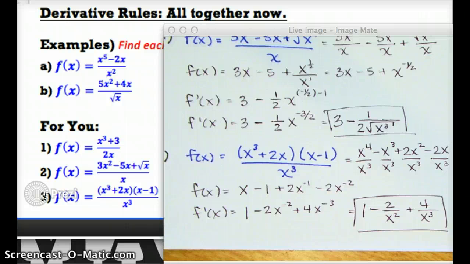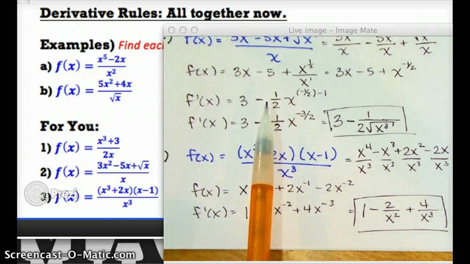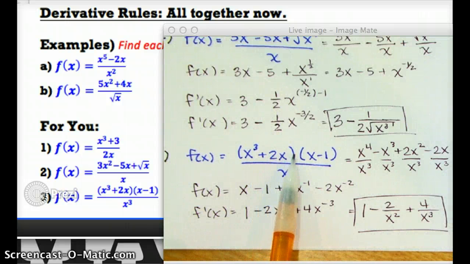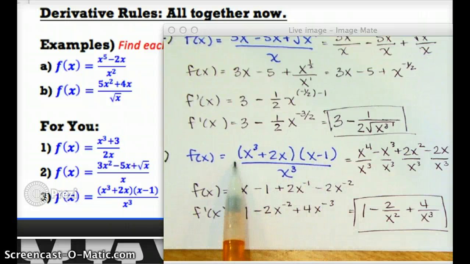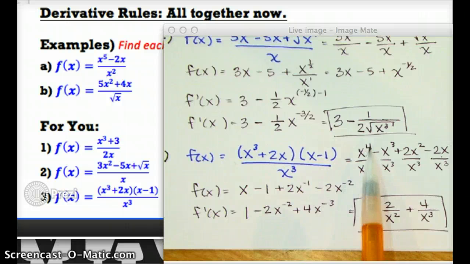Notice for this last one that I did not split the fraction up into a product. I actually FOILed out the top, which is where these top terms came from, and then split them up into separate terms, which gave me power functions that were easy to take the derivative of.